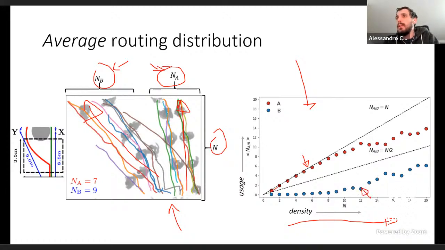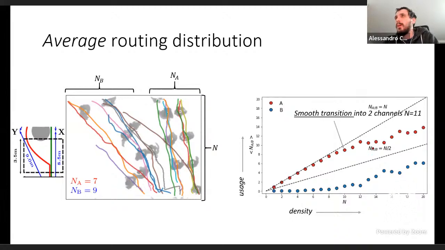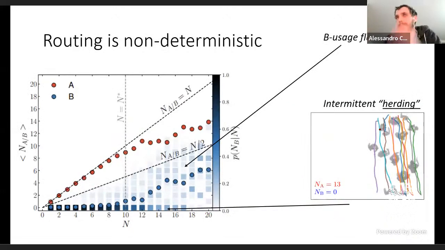And so we see that when the density is low, all the people would take the main path, and then we have a smooth transition into using both the available ways. But again, this is the average routing distribution. So as I said, around 11 people in the image would have a smooth transition into using both. However, actually the system is much more interesting. As I said at the beginning, the system is rather stochastic. So not always when we reach 11 people or 10 people, we have a transition into using both channels.